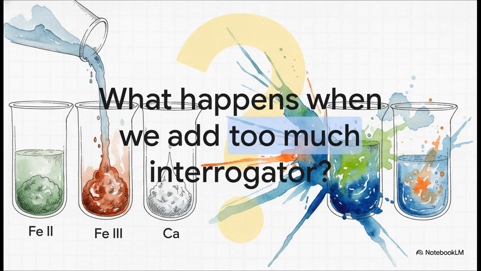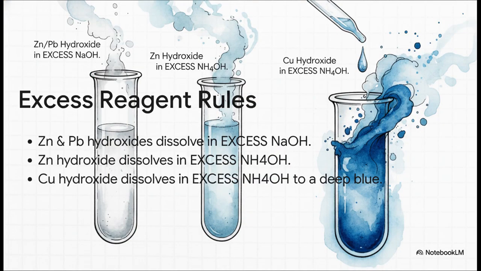But what happens if we just keep pouring the alkali in? Do the solids stay solid? Well, most of them do. Iron 2, iron 3, and calcium remain totally insoluble. But for a select few, something pretty dramatic happens. Now, what's really interesting about this is the exceptions. If you have zinc or lead and you add excess strong sodium hydroxide, that white solid completely dissolves back into a clear, colorless liquid. They actually form complex, soluble salts.